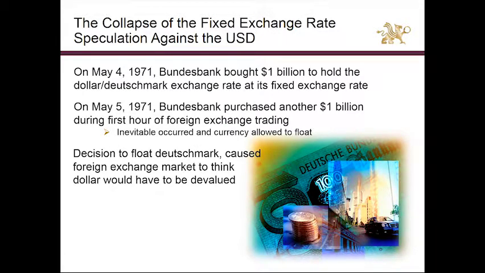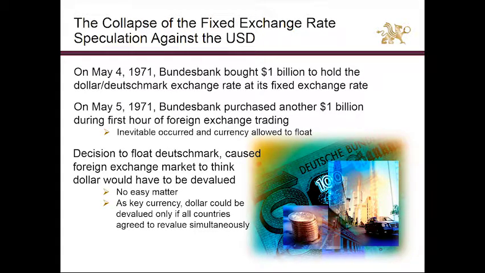In the weeks following the decision to float the Deutschmark, the foreign exchange market became increasingly convinced that the dollar would have to be devalued. However, devaluation of the dollar was no easy matter. Under the Bretton Woods provisions, any other country could change its exchange rate against all currencies simply by fixing its dollar rate at a new level. But as the key currency in the system, the dollar could be devalued only if all countries agreed to simultaneously revalue against the dollar. And many countries did not want this because it would make their products more expensive relative to U.S. products.